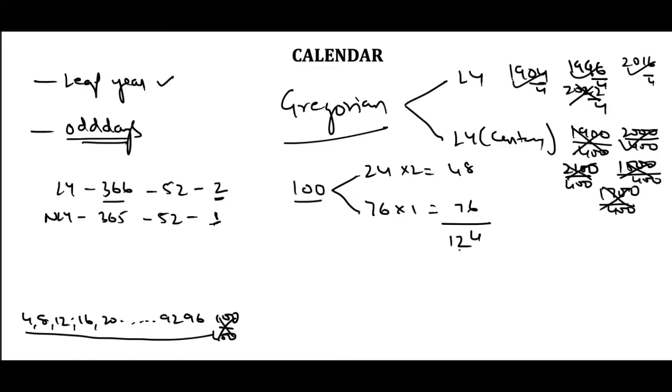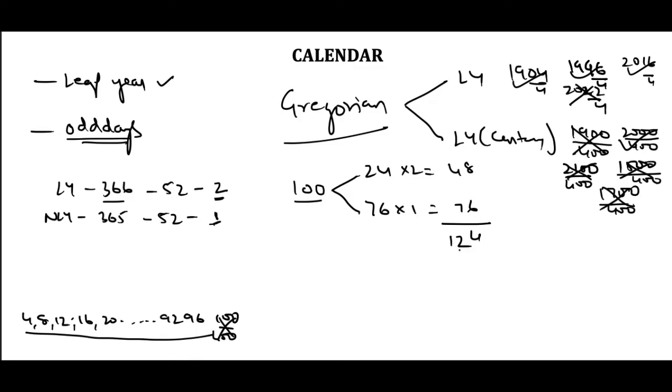Now one thing to remember: whatever your odd days are, they should be between 0 and 6. If it exceeds 6, it is divisible by 7. So the answer of odd days should always be from 0 to 6. Where it goes beyond 6, it is divisible by 7.